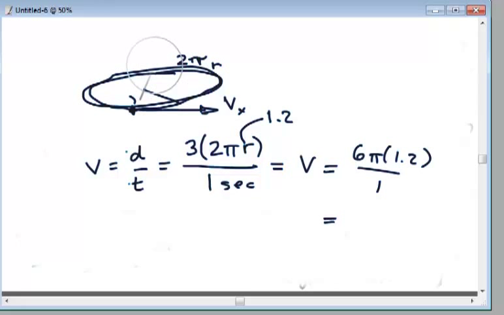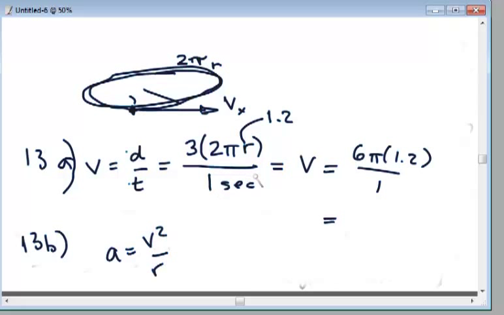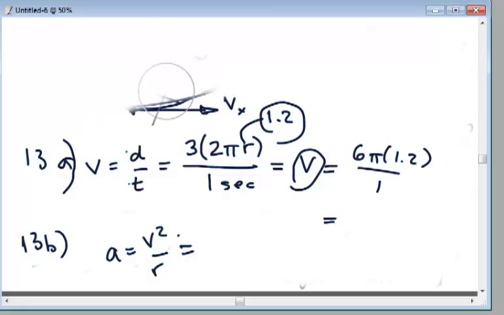But the next thing we're figuring out is the acceleration of the stone. So this was 13a. Let's take a look at 13b. What's the acceleration? Acceleration is v squared over r. Well, we've got v, we've got r, so you know what to do there. Let's move on.